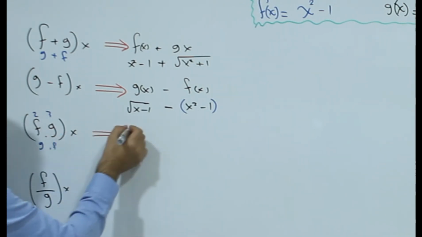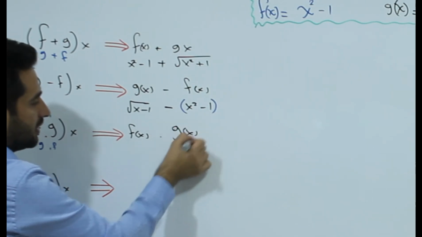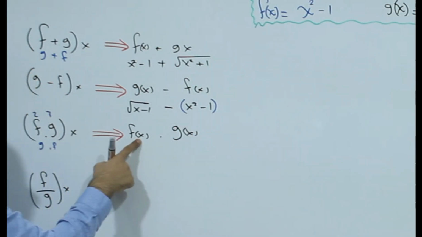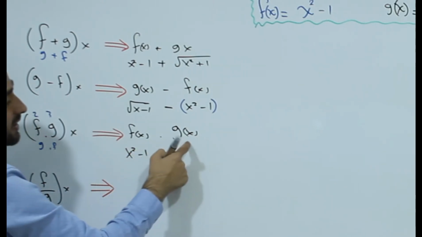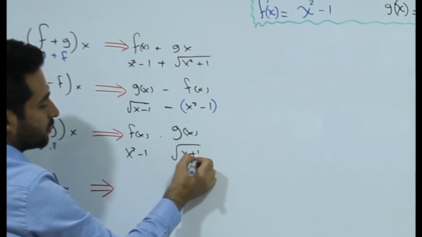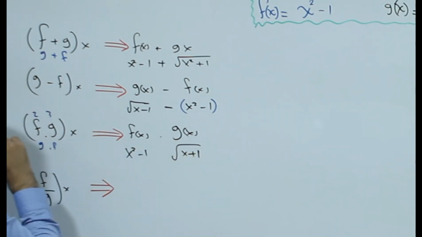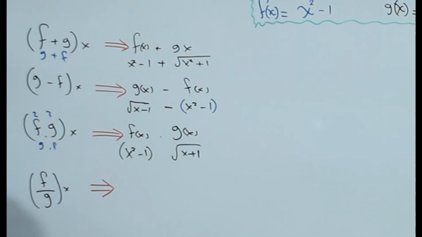Give this x to both: f of x multiply g of x. Instead of this f of x, write the equation x squared minus 1. Instead of this g of x, write the equation square root of x plus 1. And here, what should we do? We have to multiply this to the inside, and you know these steps.